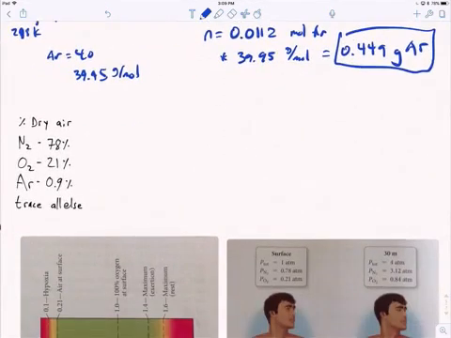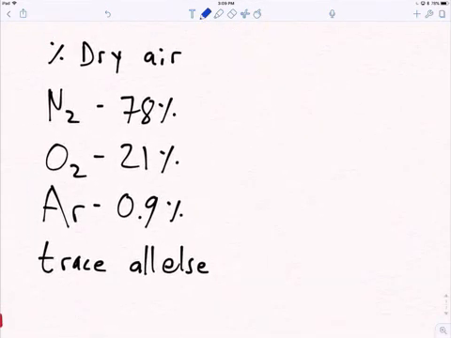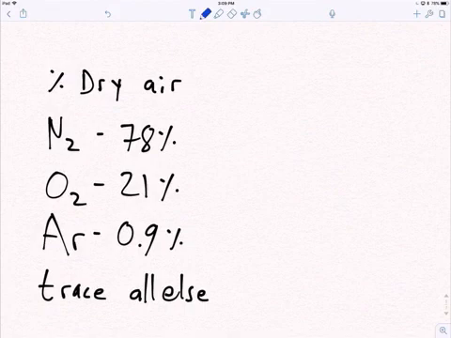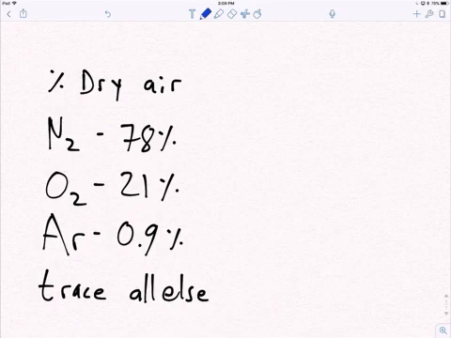Okay, so let's talk about good old dry air. Depending on where you're at on Earth, the atmosphere has about 1% water in it. So we're probably about that here. If you go to a desert like Las Vegas, there's going to be less water in the air. If you go somewhere really humid, like Florida, it's going to have a little bit more water in the air. But if you take all the water out of air, this is what air is made of.